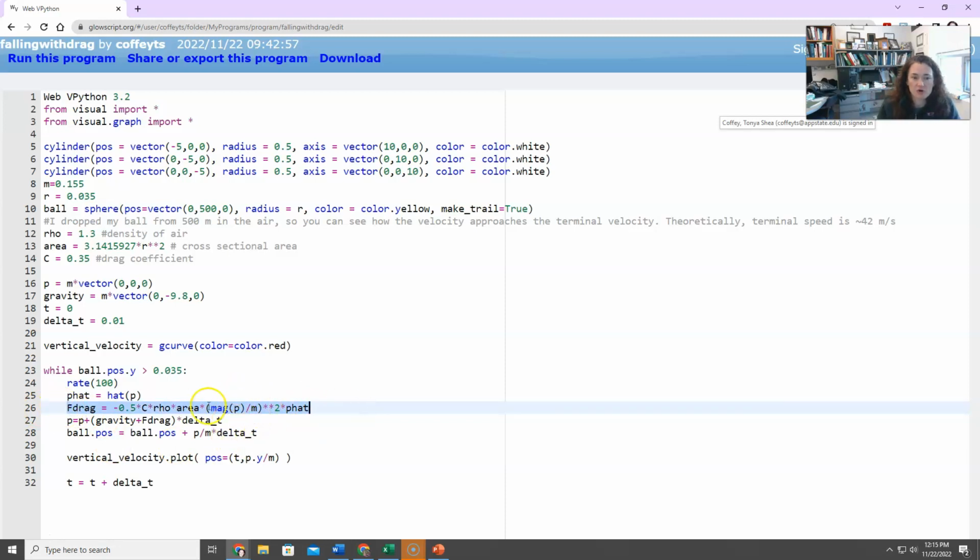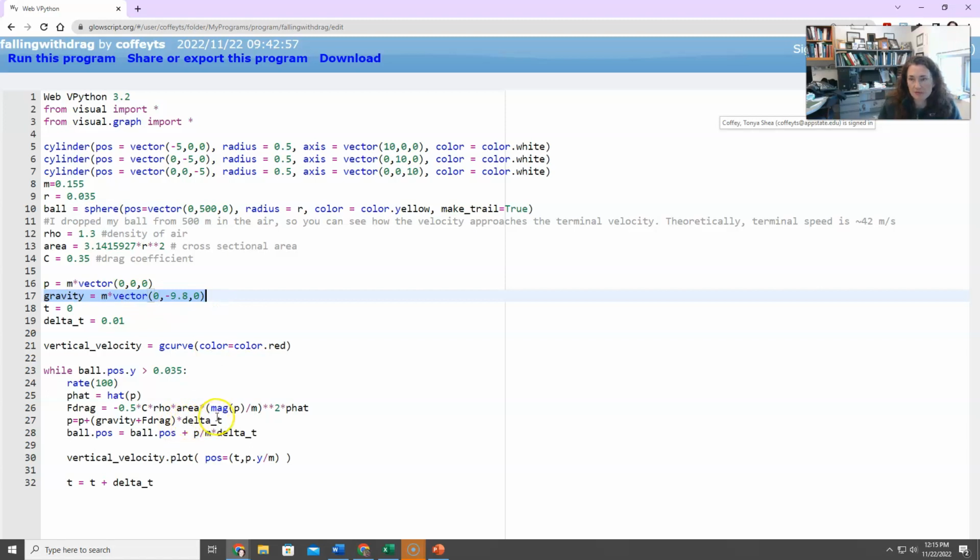Lots of times when I'm grading these VPython assignments, I will see that people just try to square the p here, and then sometimes that gives them problems because p is a vector. Okay, so just make sure that you do the magnitude of p over m, and that'll help you out a lot. Now, once I have defined my drag force, I've already calculated what my gravity force is.